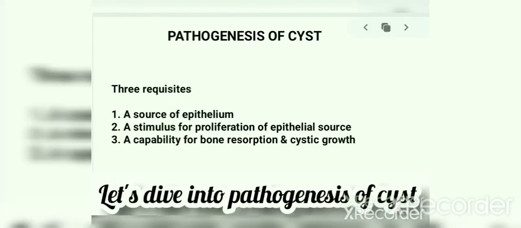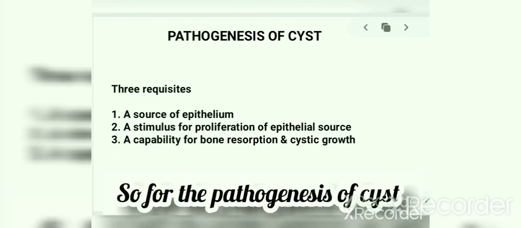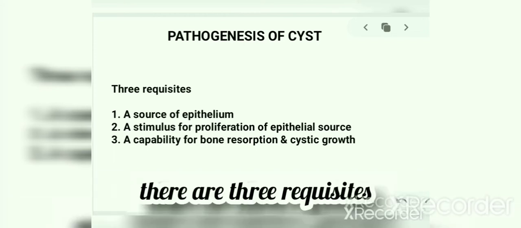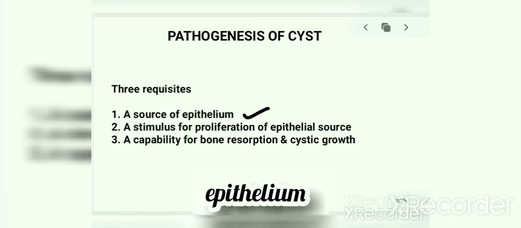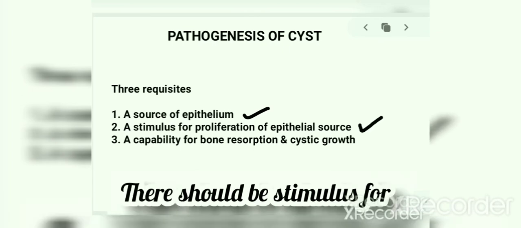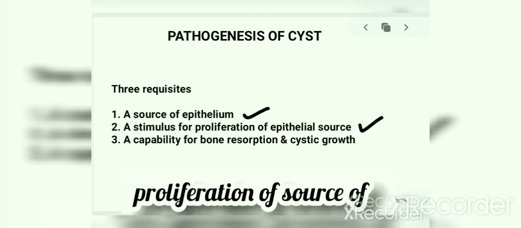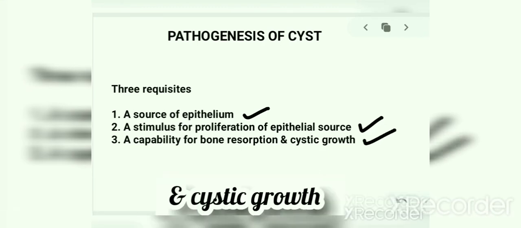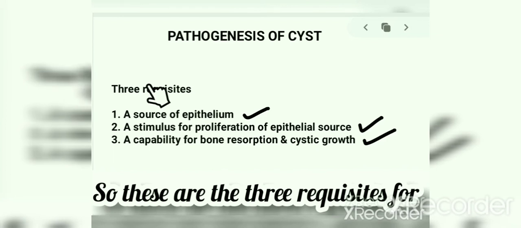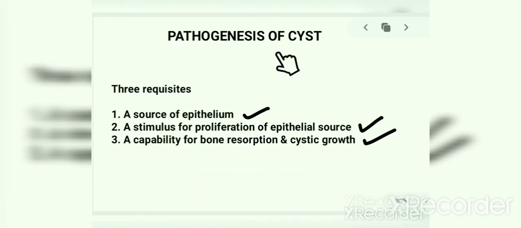Let's dive into the pathogenesis of cysts. For the pathogenesis of a cyst, there are three requisites. There should be a source of epithelium, there should be a stimulus for the proliferation of the source of epithelium, and a capability for bone resorption and cystic growth. So these are the three requisites required for the pathogenesis of a cyst.